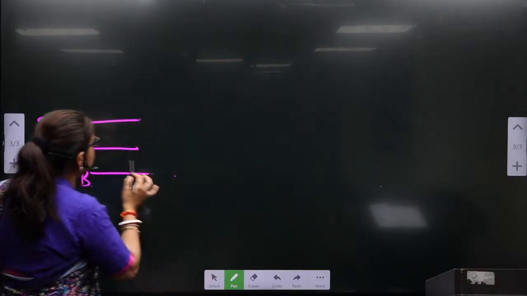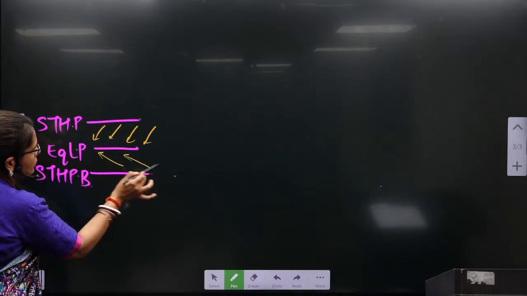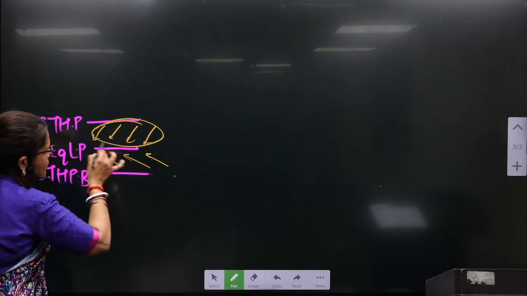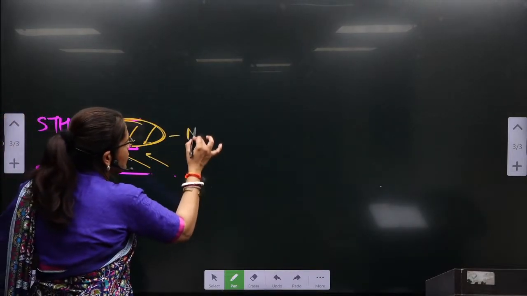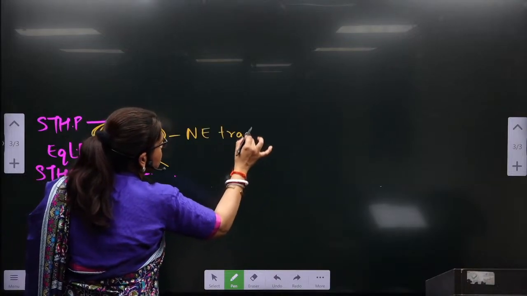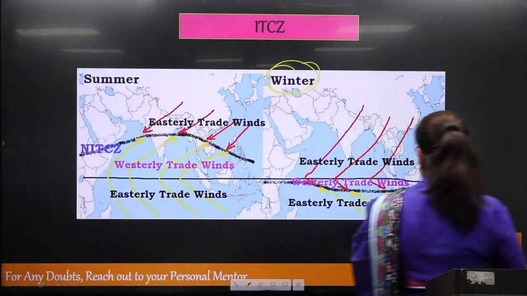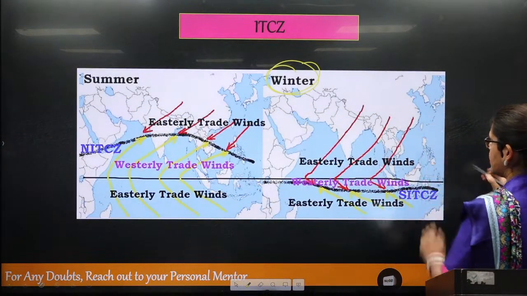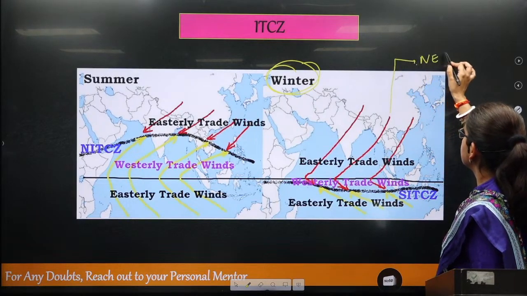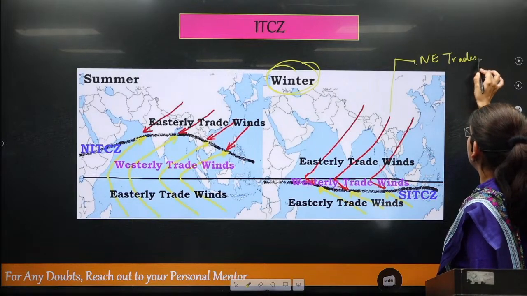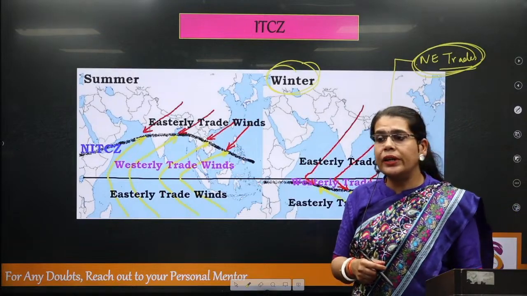So what is the type of the winds? These are the winds, right? So which type of winds are present here? That is the northeast trades. Now the first condition that persists during this month is the presence of the northeast trades. So during winters, first of all there is presence of the northeast trades. So northeast trades are blowing in the winter season.